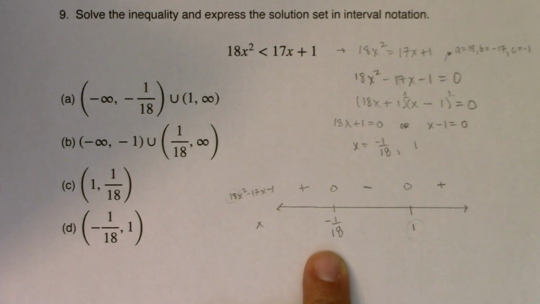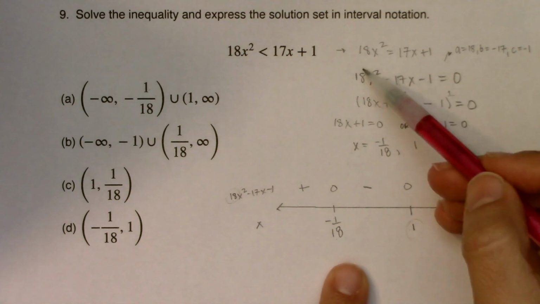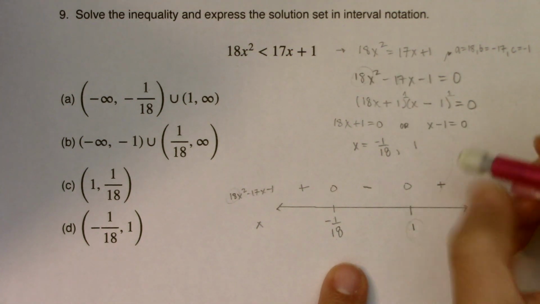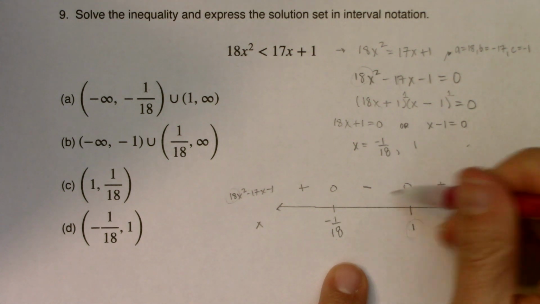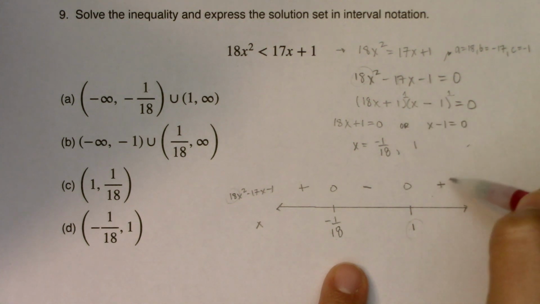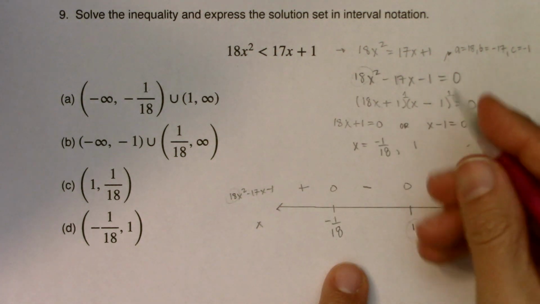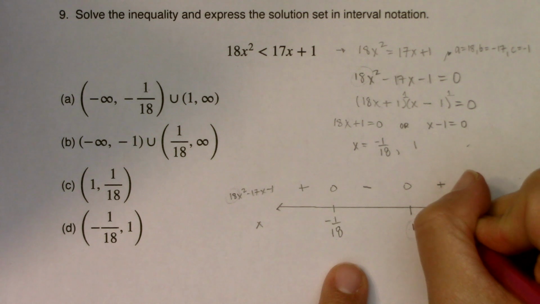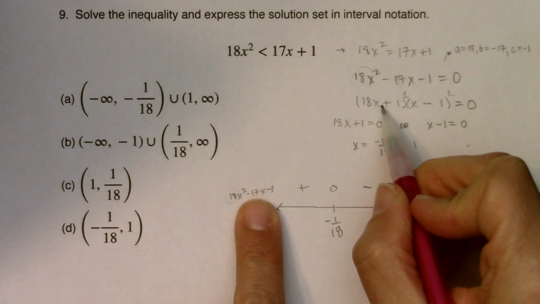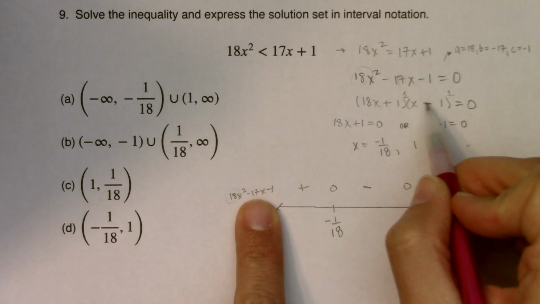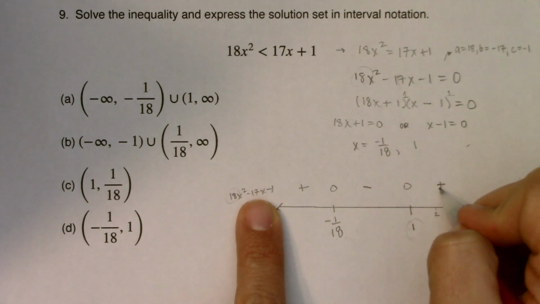And if you don't like that shortcut, my shortcut was: the lead coefficient is positive, so put the lead positive here. Because both of these factors had odd powers, I alternate around those zeros. And again, if you don't like that, use test points. I could have put a 2 in here. If I wanted to test out a 2 here, this factor is positive, this factor is positive. Positive times positive is positive.